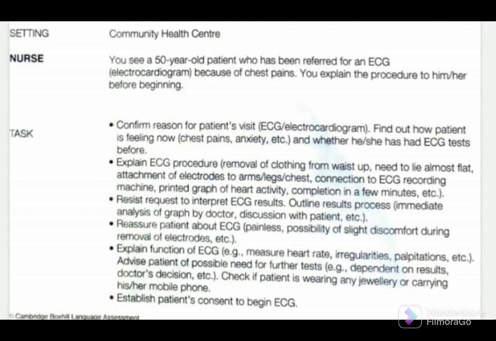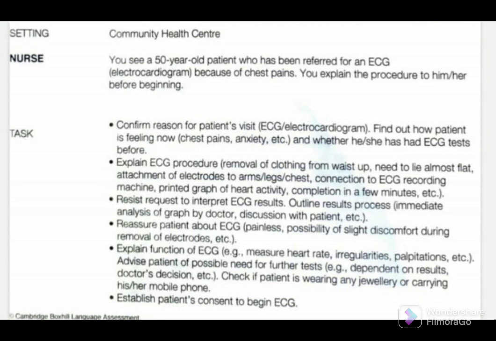You are a 50-year-old patient who has been referred for an ECG because of chest pain. You explain the procedure to him or her before beginning. So this is the scenario, and this patient actually came for ECG. But before proceeding with the procedure, you want to explain some more details about the procedure to the patient. So this is the scenario, and how can we start the introduction?